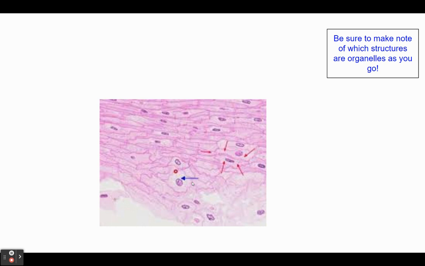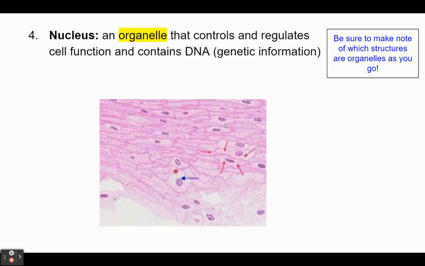Now let's focus in on our first organelle. You can see it indicated here. This is skin tissue from an animal that we're looking at. Structure 4, the nucleus. The nucleus is an organelle that controls and regulates cell function, and most importantly, it contains DNA. I've highlighted organelle, and I've put a little note in blue here.